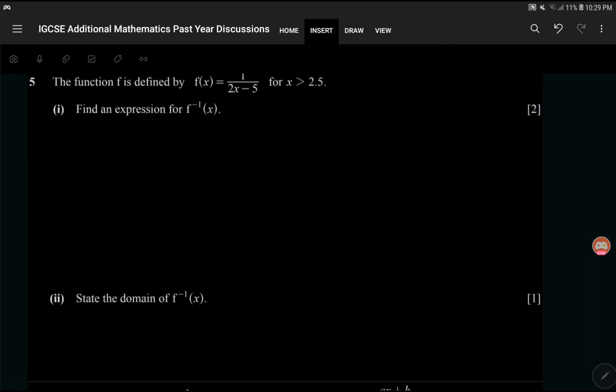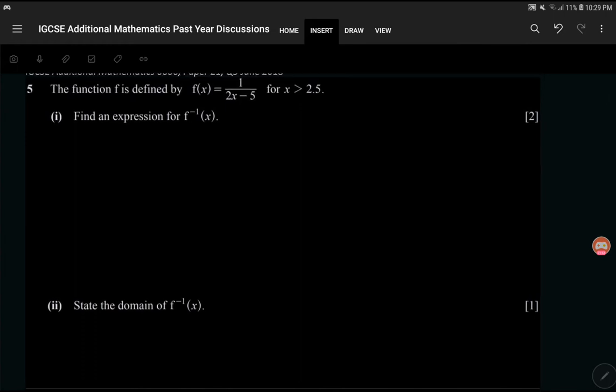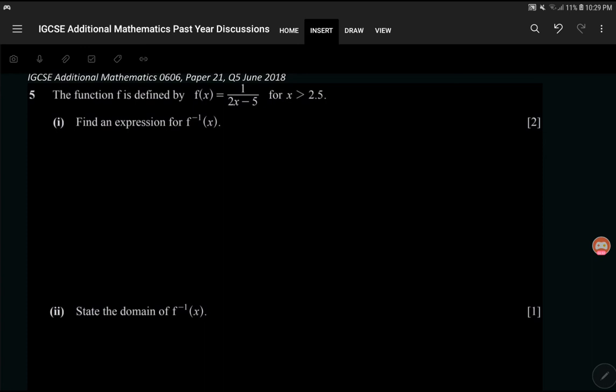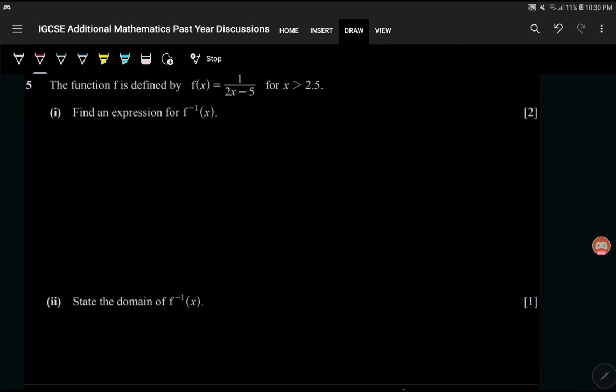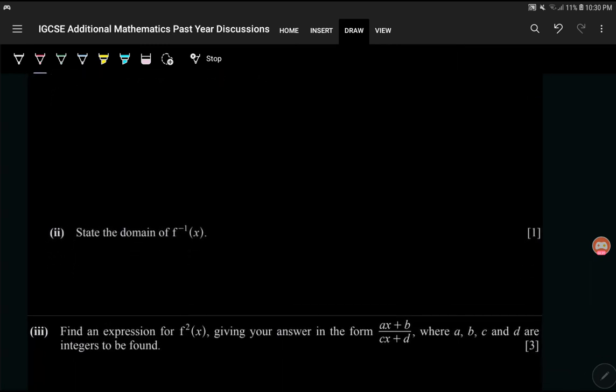The function f is defined by f(x) equals 1 over 2x minus 5 for x greater than 2.5. You know already, I think, why we have x greater than 2.5 here, because this is the domain. Why 2.5? Because the function f(x) does not exist when x is exactly equal to 2.5. The first part: find an expression for the inverse of f(x). Second, state the domain of f(x). And third, find an expression for f squared of x, giving your answer in the form ax plus b over cx plus d, where a, b, c and d are integers to be found.